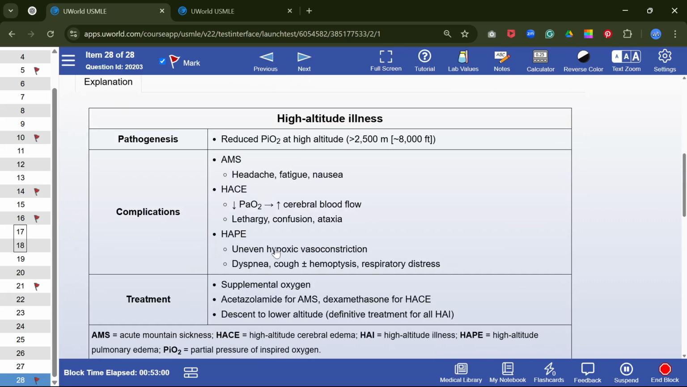High altitude illness: reduced PiO2 at high altitude. Acute mountain sickness is headache, fatigue, nausea. In high altitude cerebral edema, there is low PaO2, arterial oxygen is low, with increased cerebral edema: lethargy, confusion, ataxia. High altitude pulmonary edema: uneven hypoxic vasoconstriction, dyspnea, cough with or without hemoptysis, and respiratory distress. Supplemental oxygen; acetazolamide for acute mountain sickness, dexamethasone for HACE, and descent to a lower altitude is the definitive treatment for all high altitude illness.